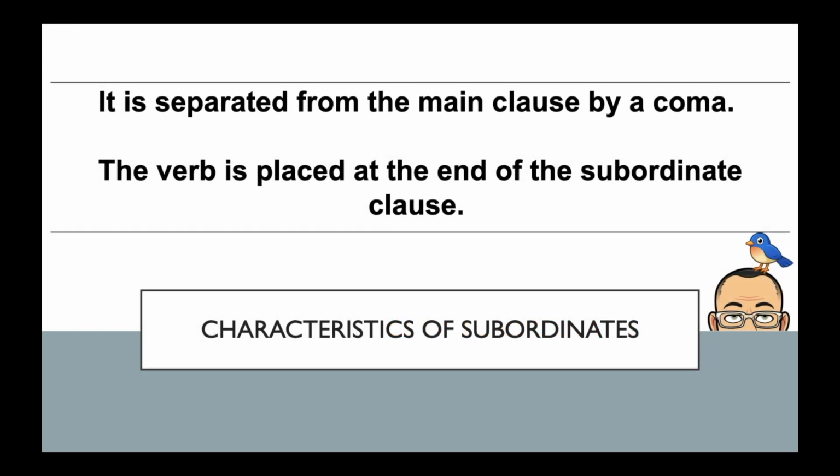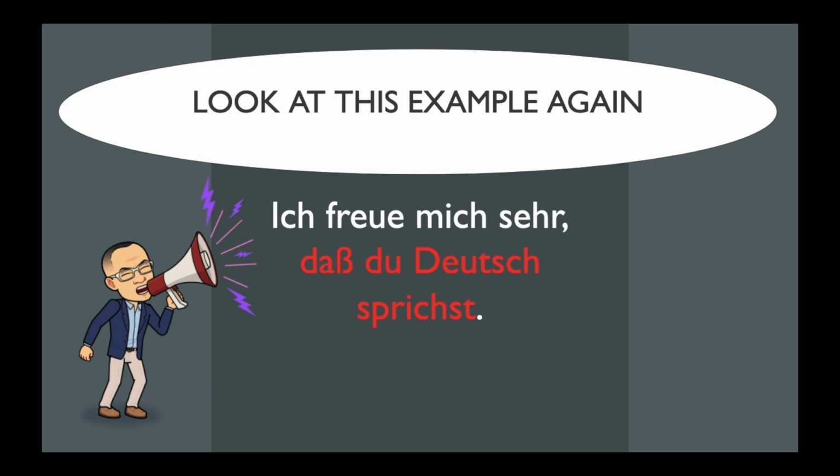These are two characteristics of a subordinate clause, the Ergänzungssatz or the Nebensatz. It is separated from the main clause by a comma, and the second characteristic is that the verb is placed at the end of the subordinate clause. Look at this example again. Ich freue mich sehr, comma, dass du Deutsch sprichst. You see, sprichst, the verb is at the end of the subordinate clause. And by the way, the subordinate clause here is introduced by the word dass, which means that in English.